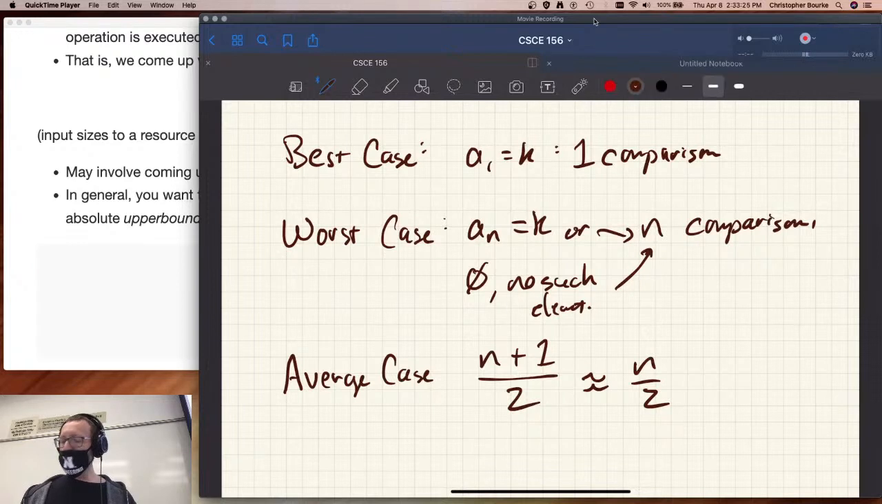Once you've done all that work, very, very rigorous mathematics, not that difficult of mathematics, but rigorous mathematics, maybe a page or 2 of math, guess what? You come up with the same answer. About n divided by 2. All right?